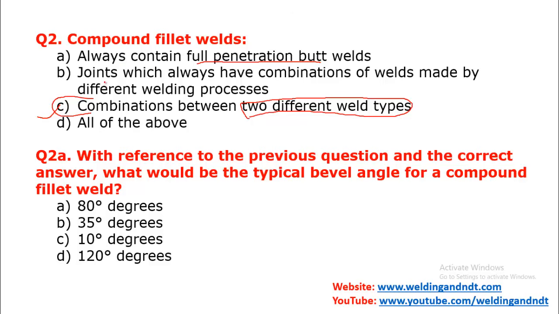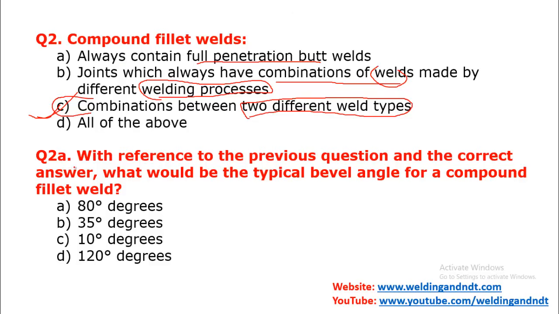Now option B, many of you will be confused, because they have written joints which always have combination of welds. Combination of weld, till this line it is true, but from there forward, made by different welding process, this is not true, because the welding process is not in the scene. The scene is only combination of weld. Hence, option B is also not correct. Option C is the correct one. I have explained. Now, let us move further.